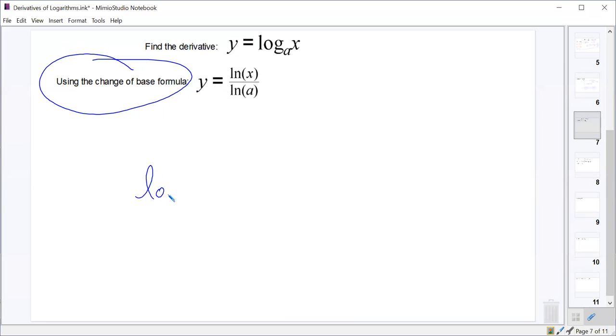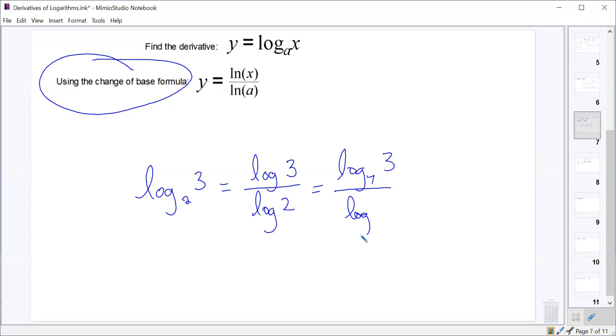So if I have something like log base 2 of 3, and I want to change this to a different base, I can change it to any base I want. Suppose we want to change it to base 10, which we normally don't write the base 10 if we're doing base 10. I just do the log base 10 of the original thing, 3, divided by the log base 10 of the original base, 2. If I want to change it to log base 7, I just change it to log base 7 of the original thing over log base 7 of the original base.